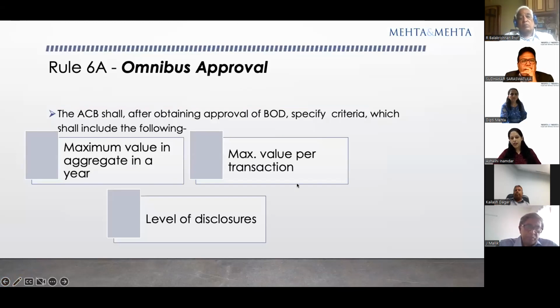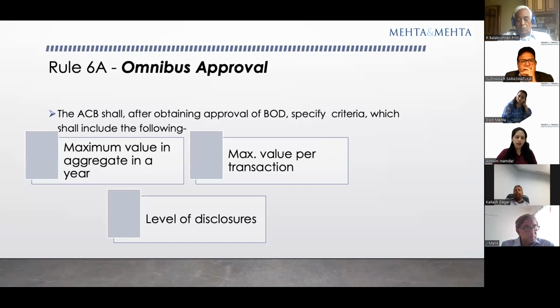So rule 6A talks about the omnibus approval. The audit committee shall, after obtaining approval of the board, specify criteria which shall include the following: maximum value in aggregate in a year, maximum value per transaction, and level of disclosure. So depending on the kind of transaction and the repetitiveness of the transaction, the board will decide the approval criteria, and accordingly the audit committee will give omnibus approval for a financial year.